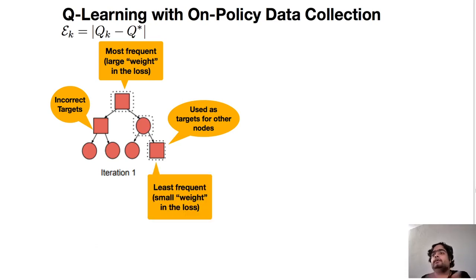And the nodes that are closer to the leaf are the least frequent in this on-policy data distribution.